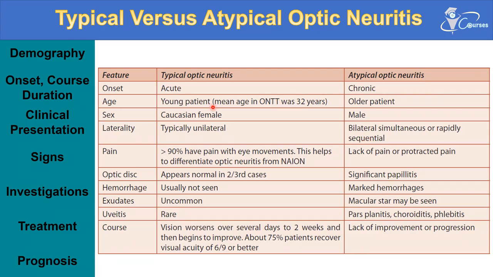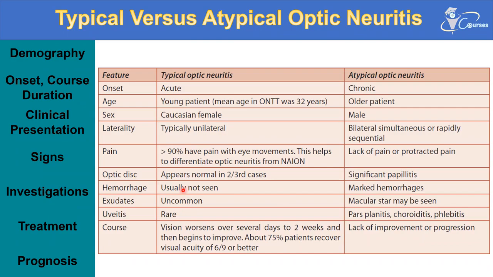The pain in the typical optic neuritis is present in more than 90%. And this will also help to differentiate optic neuritis from non-arteritic ischemic optic neuropathy. In the atypical, there will be no pain. The optic disc appears normal in two thirds of cases. In atypical cases, there is significant papillitis. Again, there is another difference.